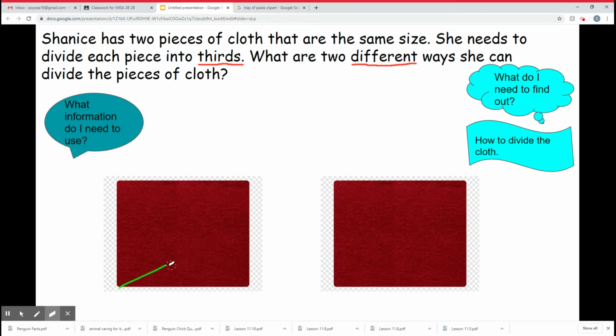Okay, so let's figure out one way we can cut it into thirds. We can do it up and down, right? Ooh, oh, that was the best I could do. There we go. 1, 2, 3. We have thirds. And we could do it up and down. And now we can do it sideways, horizontally. Okay? And I'm trying to do them as straight as I can. Be better if I had a ruler. There we go. Okay, so we figured out how to divide the cloths 2 different ways.